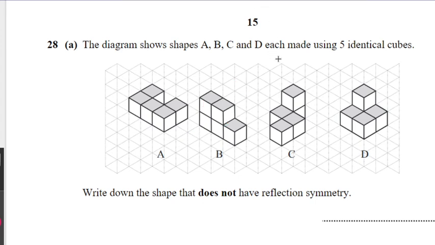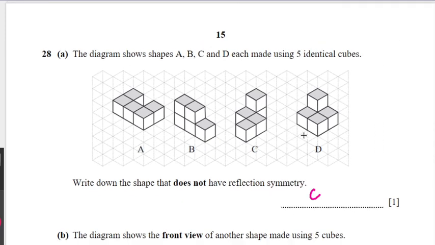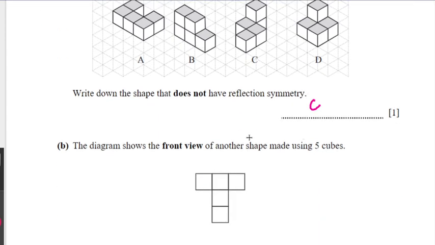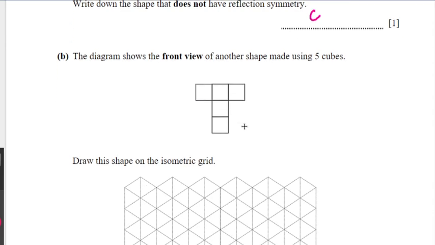Okay, for D here, how to cut this? Maybe we can chop here in the middle, right? So we have left side here, right side here, they are the same. But for C, we don't have reflection symmetry. No matter how we cut also, we can't get 2 equal shapes there. Okay, so the answer is C. Got it? Alright, next. This diagram shows the front view of another shape made by using 5 cubes.